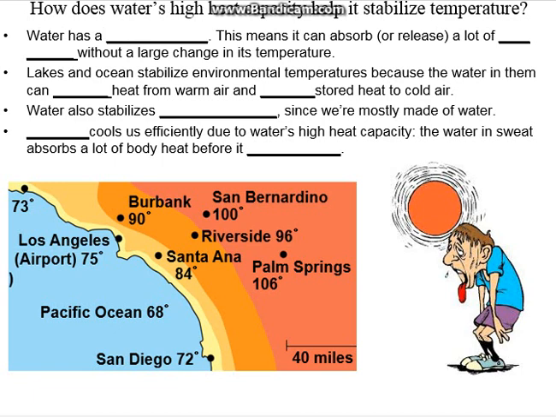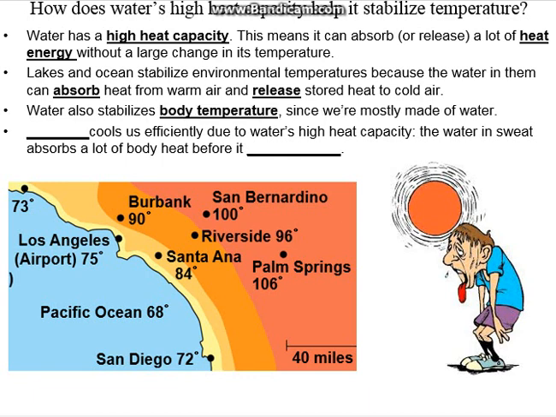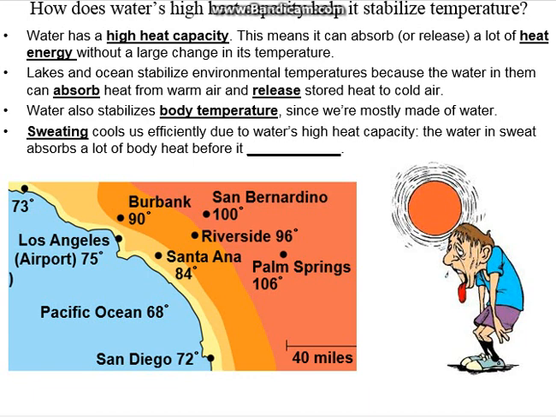So how does water's high heat capacity help it stabilize temperature? Water has a high heat capacity. This means it can absorb or release a lot of heat energy without a large change in its temperature. Lakes and oceans stabilize environmental temperatures because the water in them can absorb heat from the air and release stored heat to cold air. Water also stabilizes body temperature since we're mostly made of water. Sweating cools us efficiently due to water's high heat capacity. The water in sweat absorbs a lot of body heat before it evaporates.